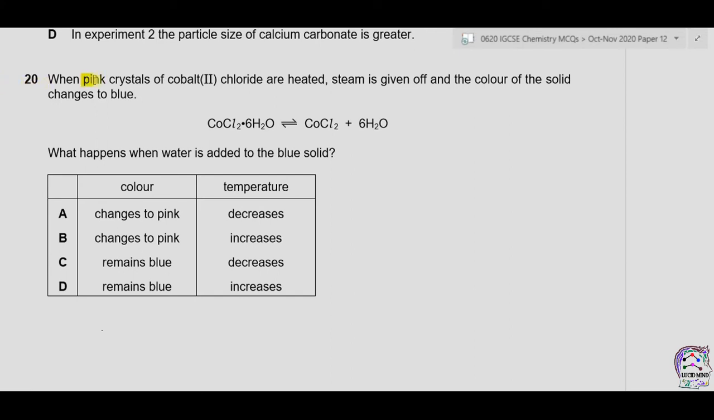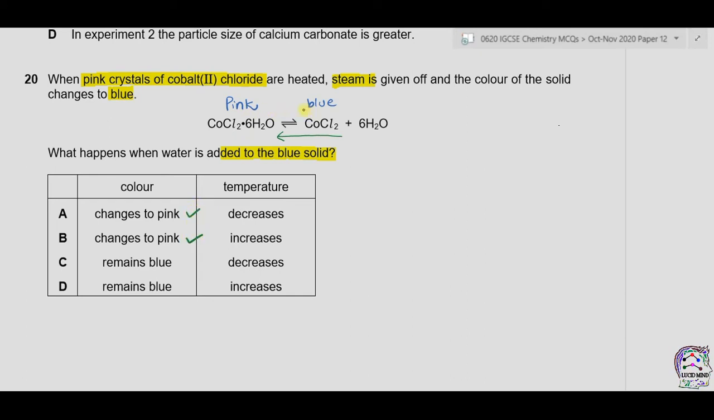Question 20. When pink crystals of cobalt-2 chloride are heated, steam is given off and the color of the solid changes to blue. What happens when water is added to the blue solid? This is the reaction. So we have pink color on the reactant side and blue color on the product side. When water is added to the blue solid, the reaction will move backward and pink crystals will be formed again. So the color will change to pink.